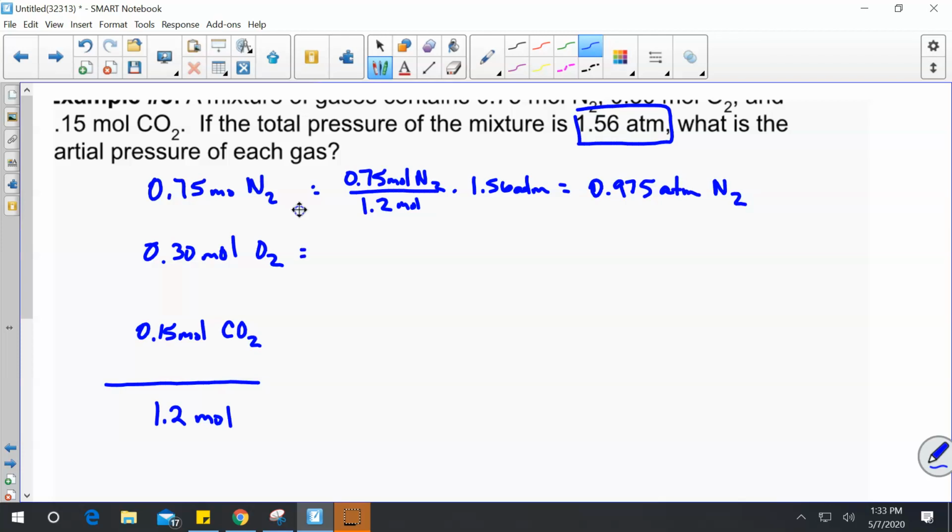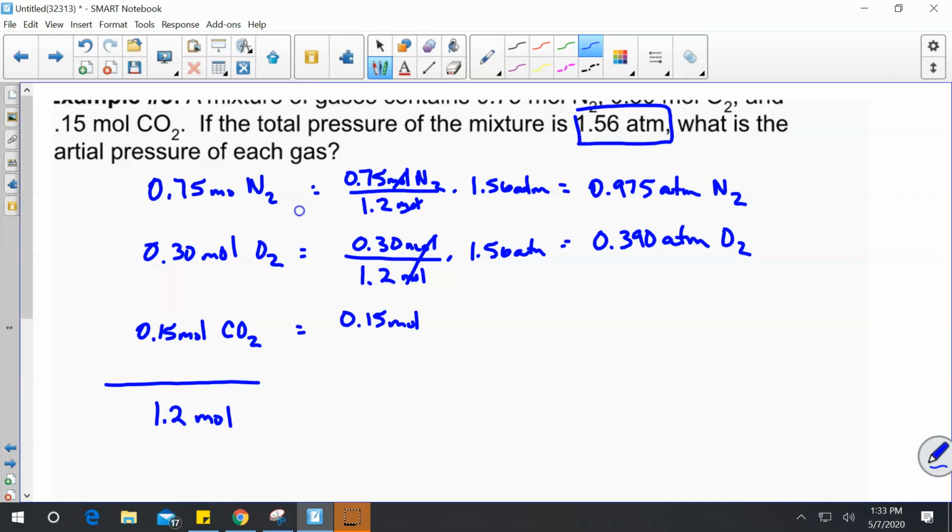So for oxygen, I'm going to take the partial moles, compare it, so moles would cancel out, compare it to the total moles, because I want to see what part of the total this is, times the total pressure. This gives me 0.39 atmospheres of oxygen. And the last one would be 0.15 moles of CO2 divided by the total moles present in the container times the total pressure equals 0.195 atmospheres for carbon dioxide. Okay.